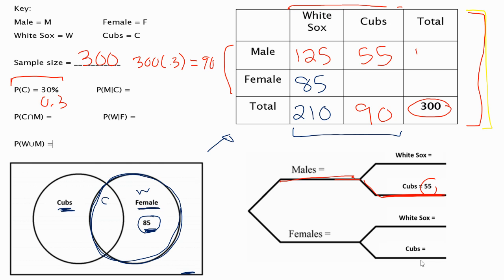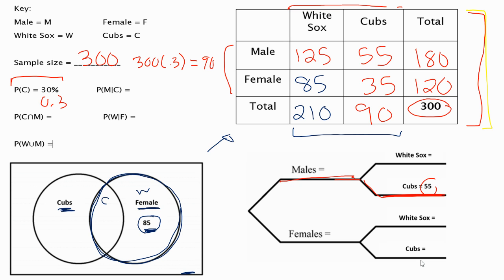So if I add across, I get 180. If I do any addition or subtraction, I get 120 and 35. So we were able to fill all of that table in, and now we can use that table to fill in everything else that we need.